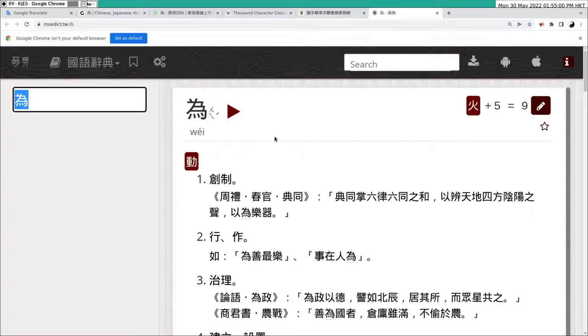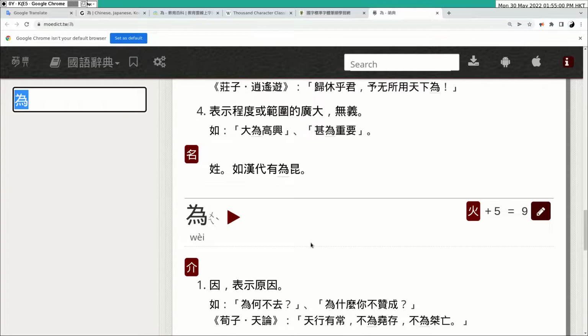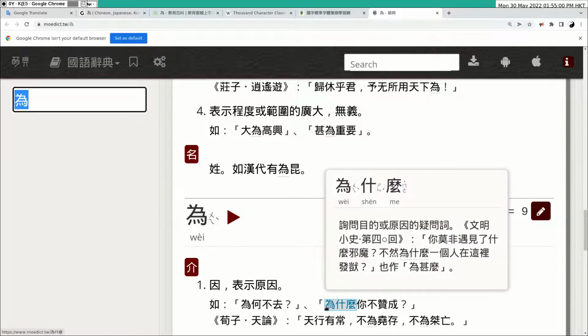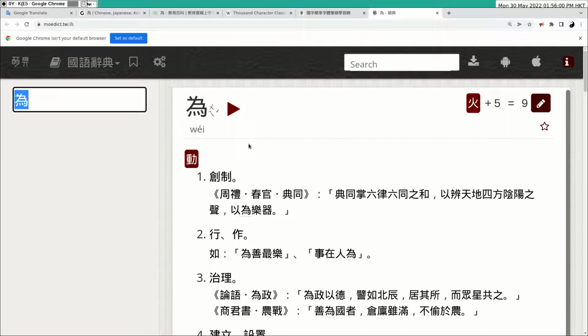We have two possible sounds. One is wei, the other is wei. Of course, in daily conversation, this is also quite commonly used. 为什么? Why? 为什么? And you will see you will use it quite frequently. But as in the olden days, in the literature, this is widely used in many subtle ways.